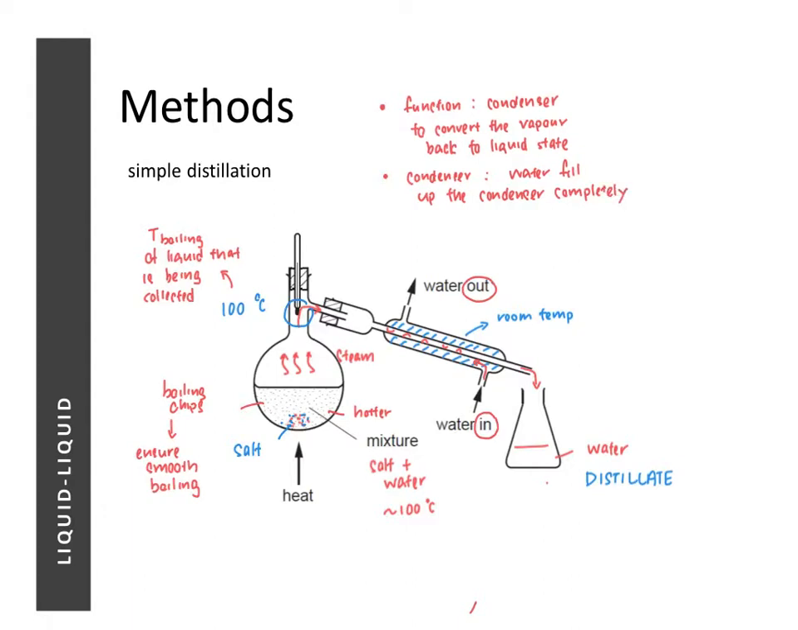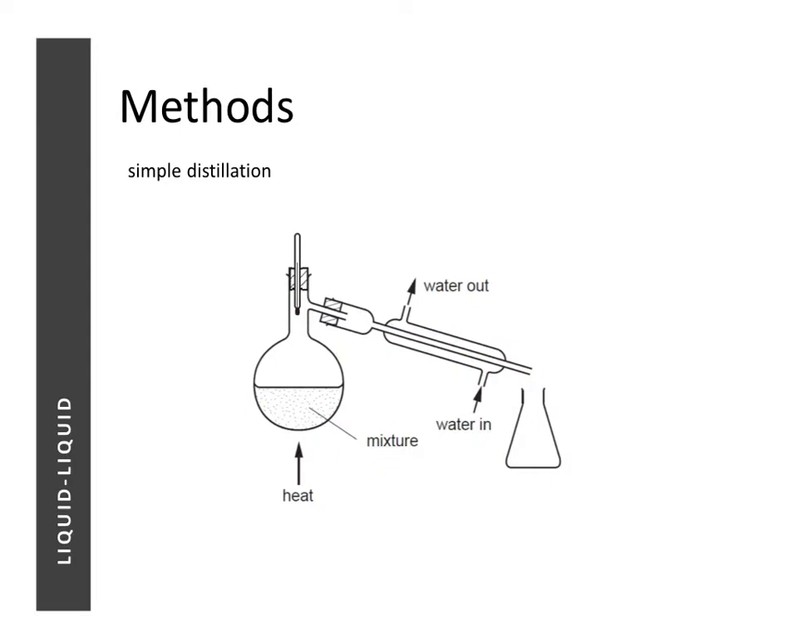Alright. So when the entire condenser is filled up with water, then your cooling will be more effective, and we ensure that all the vapor is condensed back to a liquid, and then we collect it in the distillate. Next, we'll look at the separation of two miscible liquids. An example would be ethanol plus water.